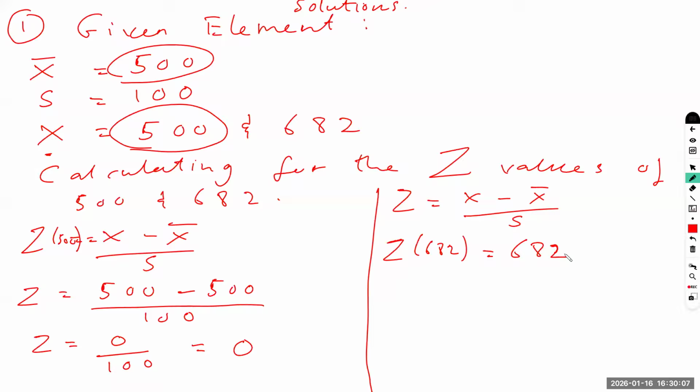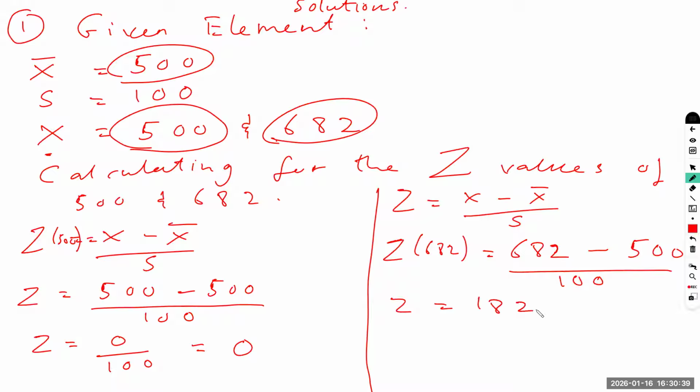Temperature 682, so how do we proceed? Any second x value? Yes, obviously it is 682 minus x bar, which is the mean, 500, all over the standard deviation, 100. So now z is equal to 682 minus 500, which is 182 over 100.